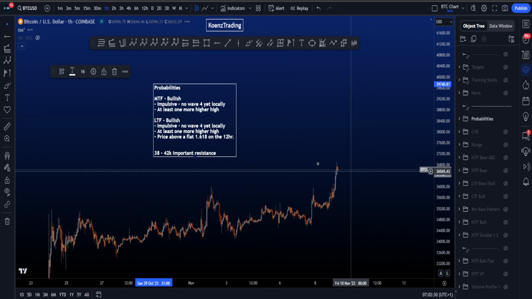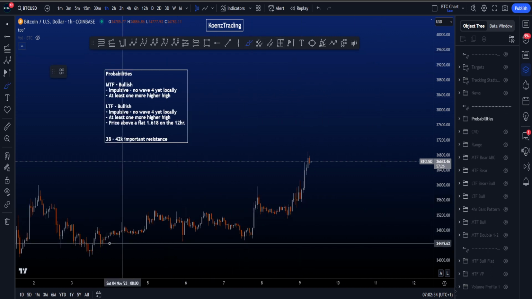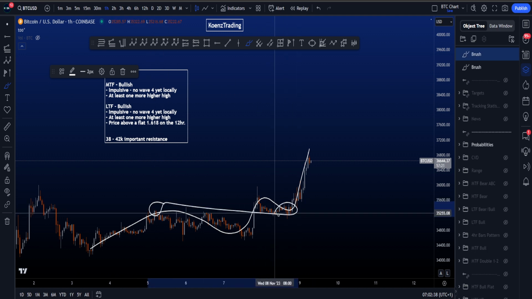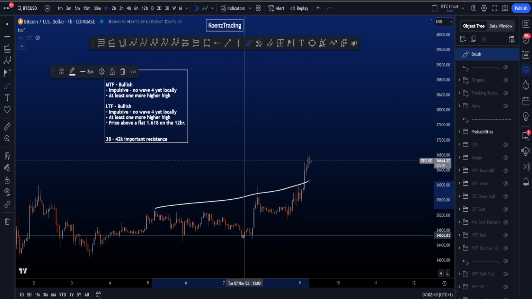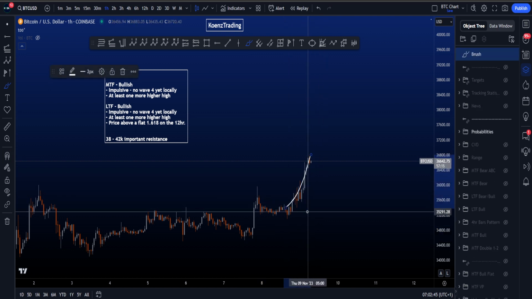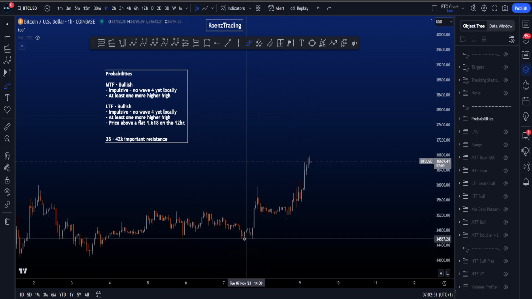of a wave 4. What I mean with this is, over here, if this would be, for example, a 1, 2, 3, 4, 5, that's a problem because we have overlap between 1 and 4. That's not allowed. So then you have to think in terms of diagonals. But at the moment, this move is starting to become too long, or is too long. So that doesn't work. So then we're thinking about diagonals or impulses.